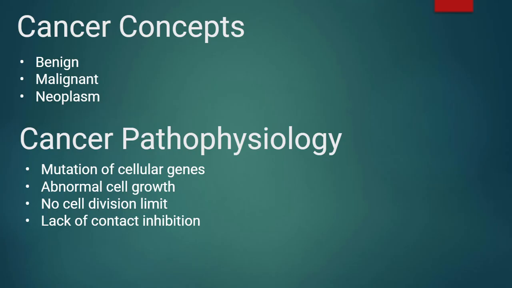Another key feature is the lack of contact inhibition. Normally, when cells touch each other, they stop growing. Cancer cells ignore this signal. They keep piling up on top of each other, forming tumors. So, the bottom line is, cancer develops when cells stop listening to the normal control systems of the body and begin to grow and divide without limits.